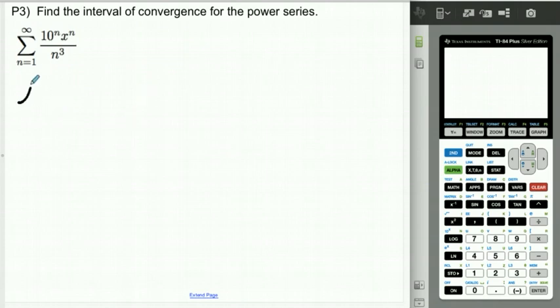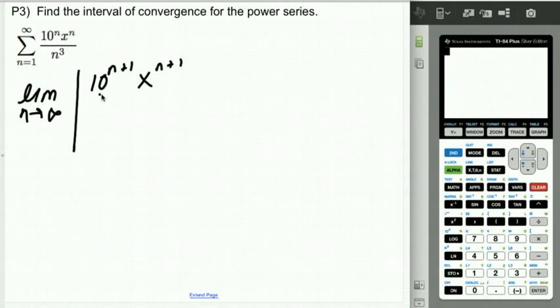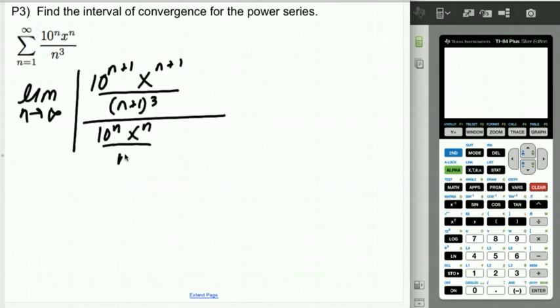We're just going to keep doing this. So I'm going to find the limit as n approaches infinity. My a sub n plus 1th term looks like this, right, over an n plus 1 to the 3rd. And my a sub nth term is a 10 to the n, x to the n over an n cubed.